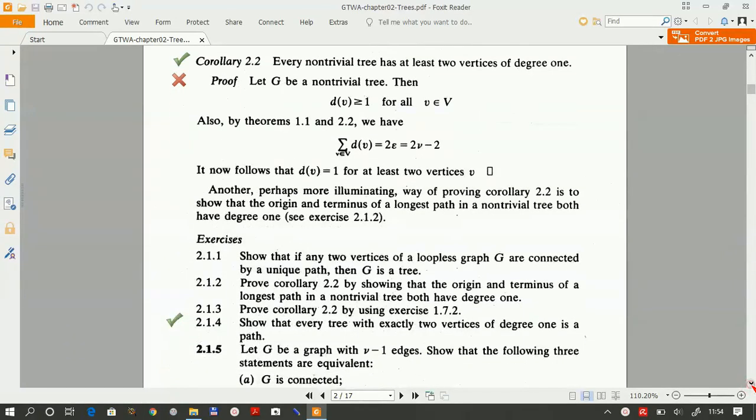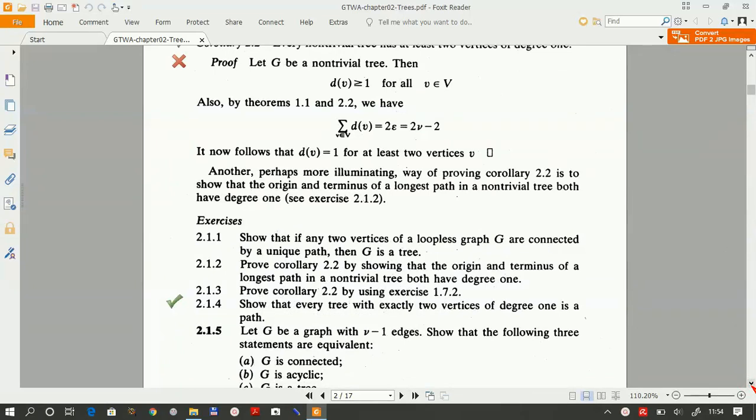We have an exercise here: every tree with exactly 2 vertices of degree 1 is a path. It's not an easy exercise. Try, but not longer than 10 minutes.